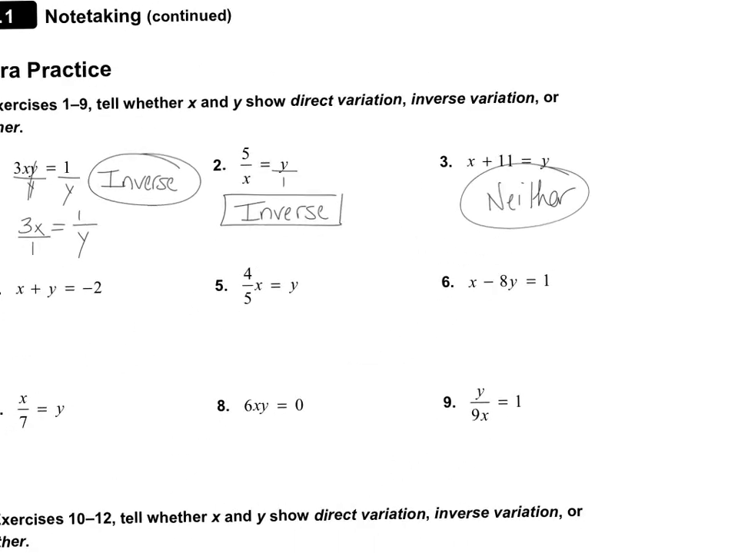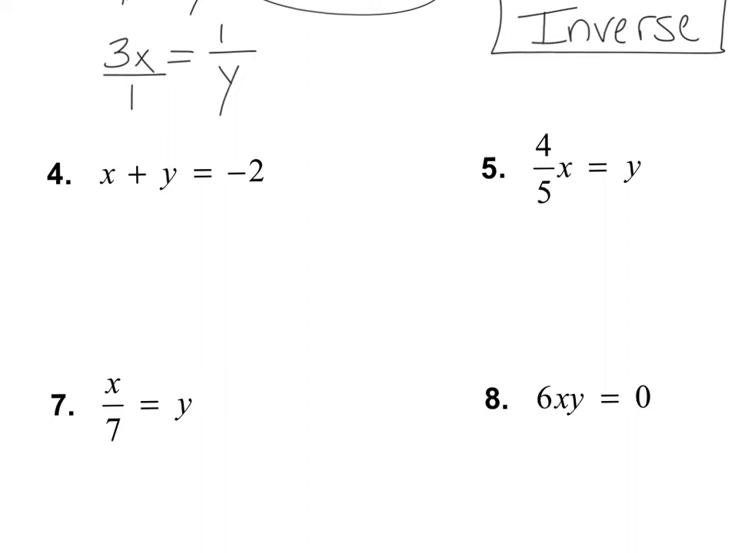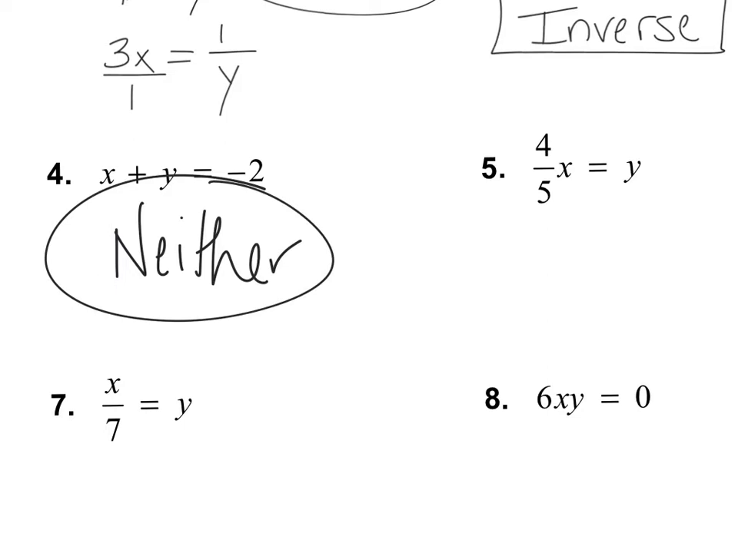Look at a few more examples here. So again, here's an adding and subtracting. So this would be neither. Now this one, you've got to be careful with this one here. Number 5. The x is actually on the top. 4/5 times x is the same as 4x over 5. So technically, the x and the y are on the same side of the fraction line. So this is actually direct variation.